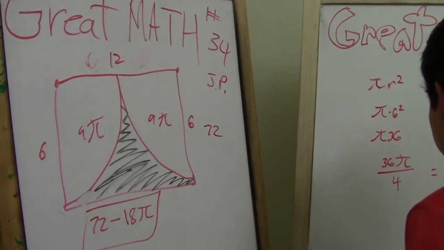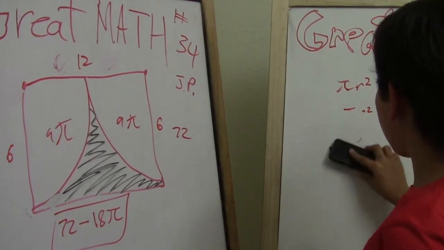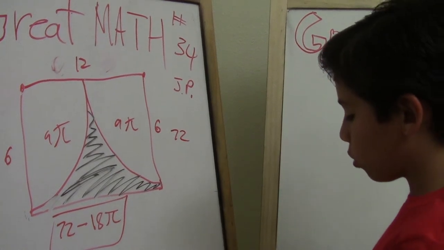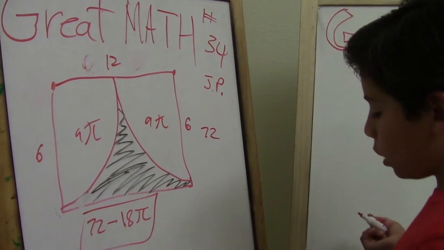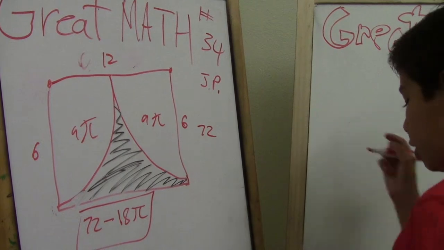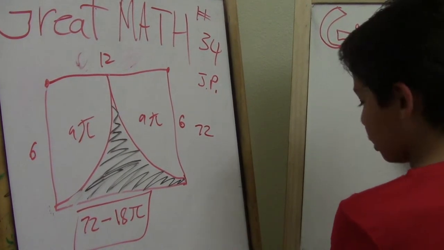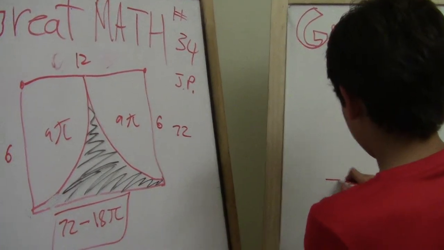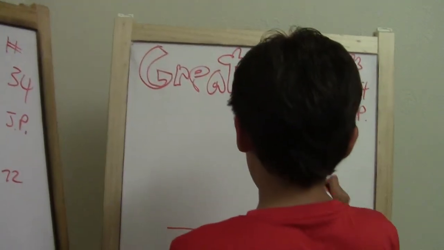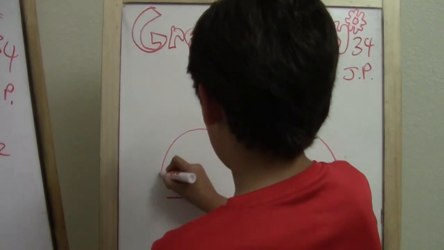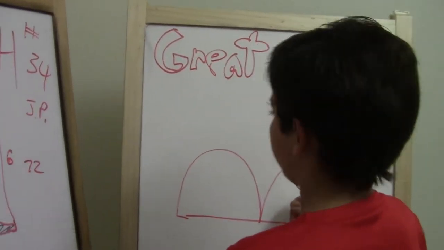Oh wait, we're not done yet. We have one more problem to do. I told you that was only a warm-up. Let's actually do the real one. This one does require this part. Let's get to it. So first, let's draw it. You know, these half circles look weird.